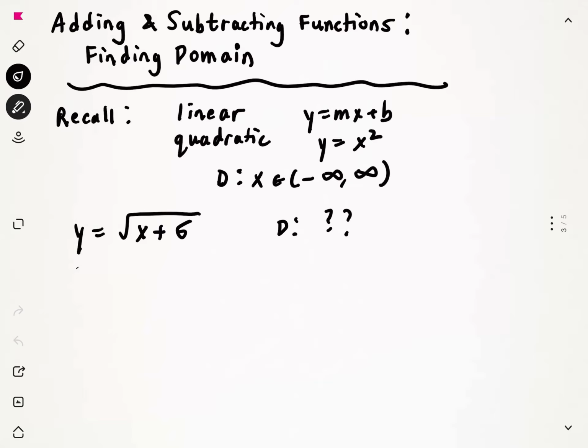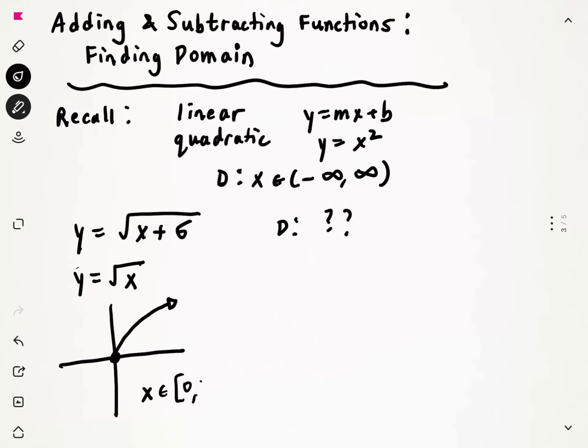Well, first of all, let's remind ourselves that this is a translation of the basic y is equal to the square root of x function, which begins at 0, 0, and then goes up and to the right. So you can see that the domain for this is starting at 0, going to infinity, with a square bracket on the 0 because it actually touches that point. There's no vertical asymptote at 0 or anything like that. So it actually includes 0, but whenever we use infinity, we'll always use a round bracket because there's no specific infinity point. It just goes on forever.